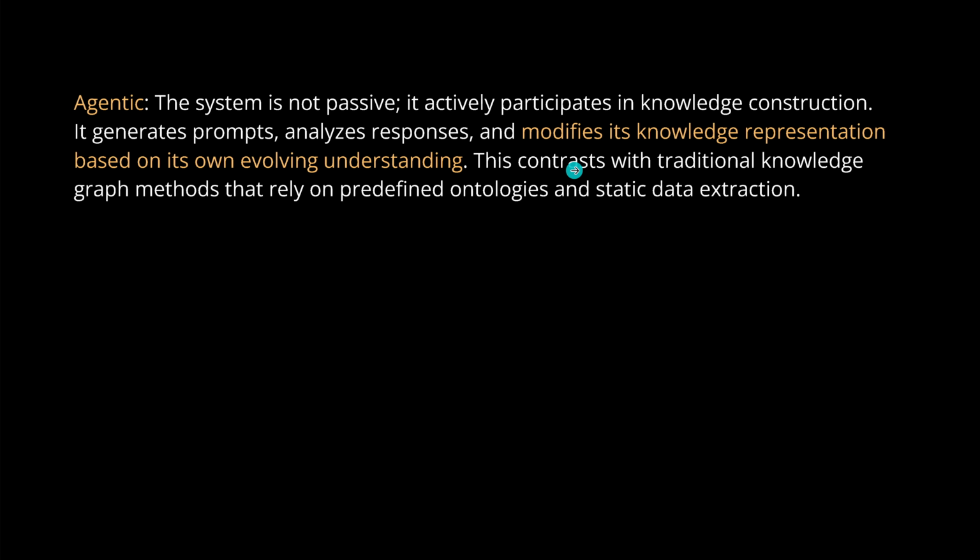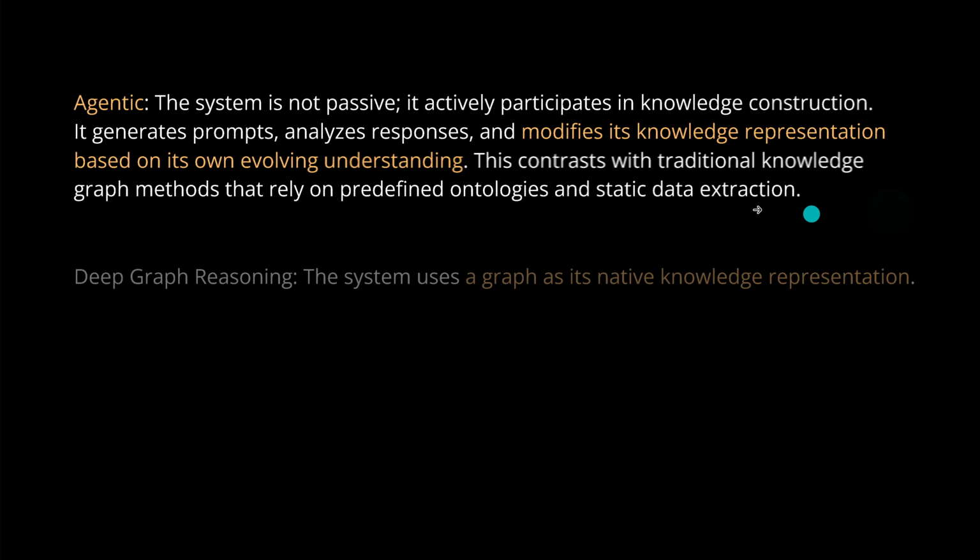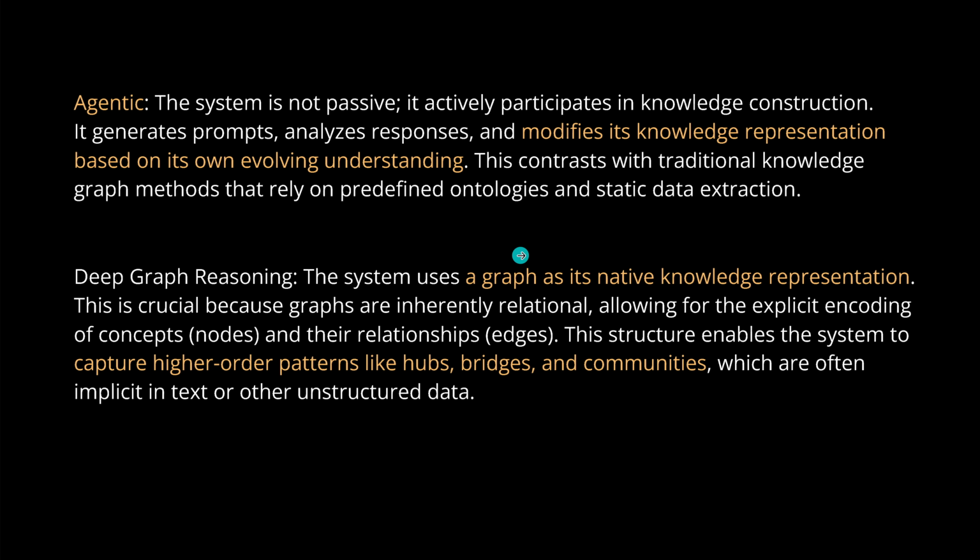So let's come to the core idea of this video. According to this MIT study by Markus, we have an agentic system. No, it's not passive. It actively participates in the knowledge construction itself. It modifies here the knowledge representation based on its own evolving understanding as an AI agent. So we do have a real dense interaction between our knowledge graph and our AI agent. Plus, we have now a graph as the native knowledge representation. Careful, you might think, yeah, but we also have a knowledge representation within our AI agent. Yeah, but this is exactly the topic of this video.